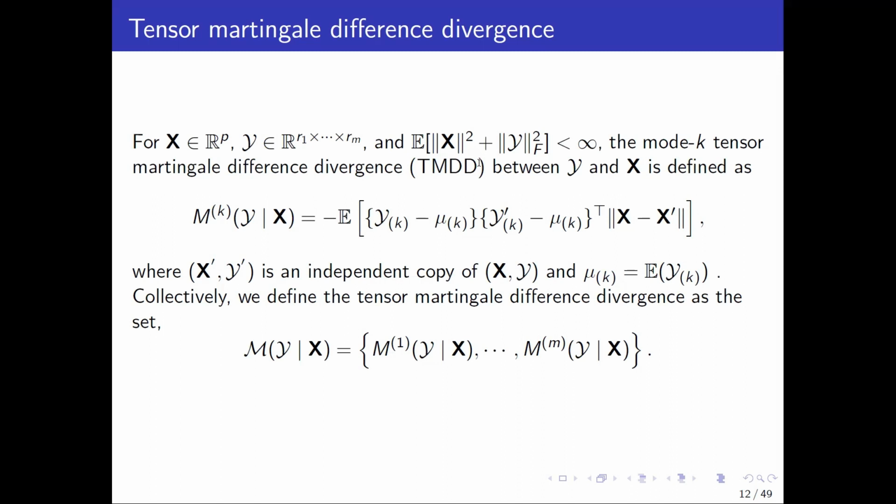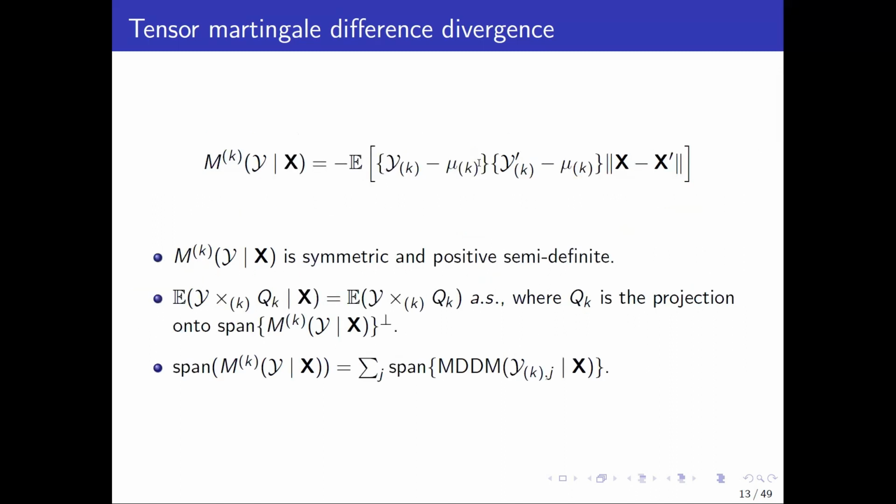And notice that I have three different modes. So for each mode, I have a separate TMDD matrix, and I can collect them and define it as a tensor martingale difference divergence. Surely TMDD is basically a set of the n different matrices. Then this mode K TMDD inherits nice properties of the MDDM. Similar to the MDDM, it is symmetric and positive semi-definite. And it also captures the mean independence between a tensor and a vector predictor.